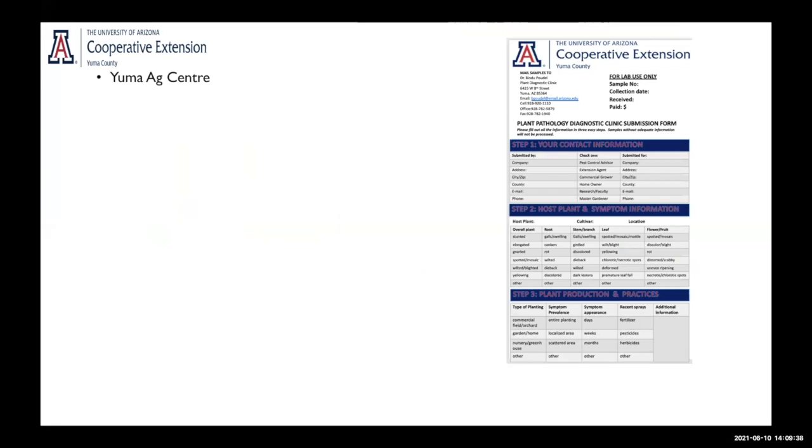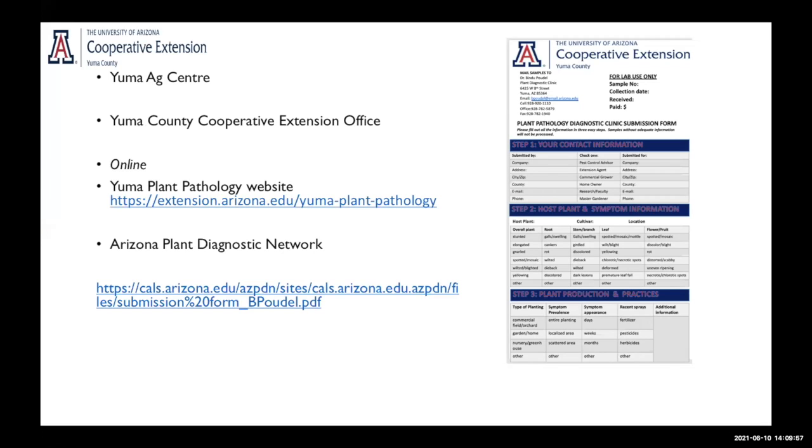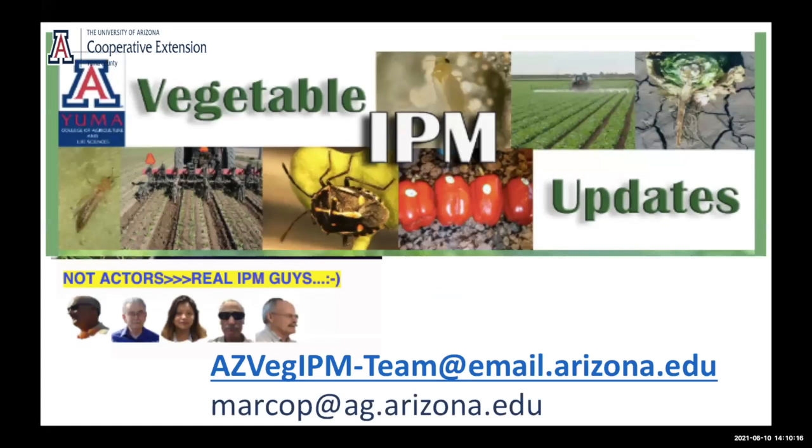For submitting samples at the clinic, please make sure that whenever you send samples, you use this form. Now we have the APHIS permit, so we can get samples from out of state as well. This form is available at the Yuma Ag Center, the Yuma County Cooperative Extension Office, and online on the Arizona Plant Diagnostic Network website. Make sure you fill out all the information before you bring in the samples, and leave your contact information, especially a phone number, because I would like to follow up by text if I have questions before or while I process your samples.